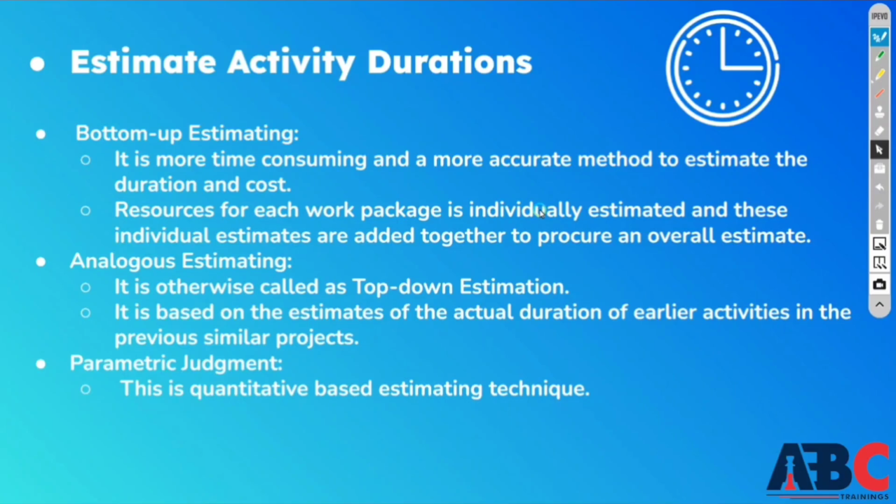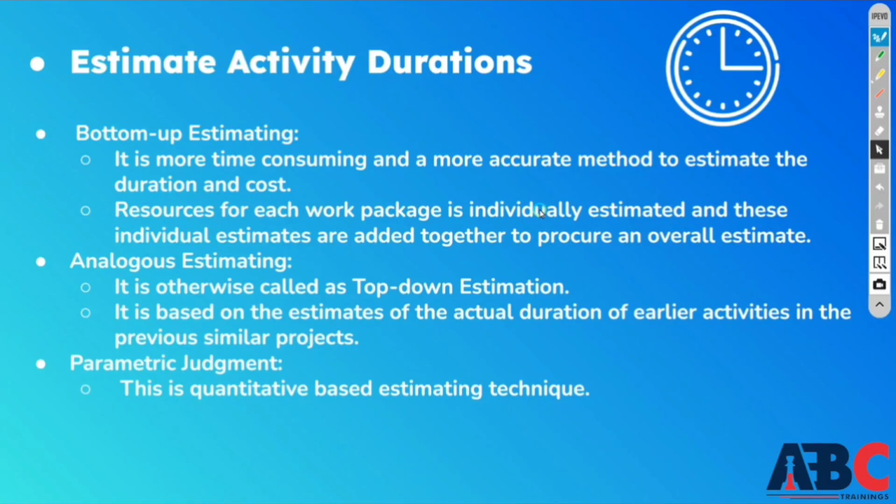If you calculate the duration of each and every activity or resource, then it is a time-taking process because you have to calculate each and every activity. This process is not easy. It is time-consuming, but it is an accurate method. Second is analogous estimation, which we also call top-down estimation. This is based on the actual duration of earlier activities in a previous similar project.